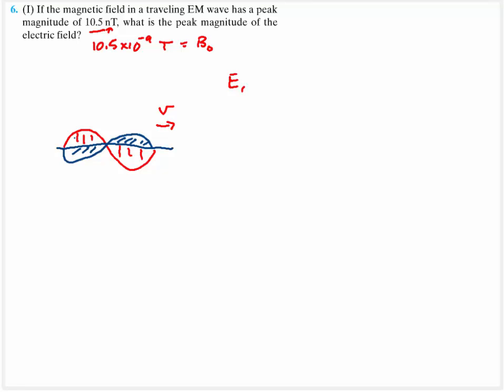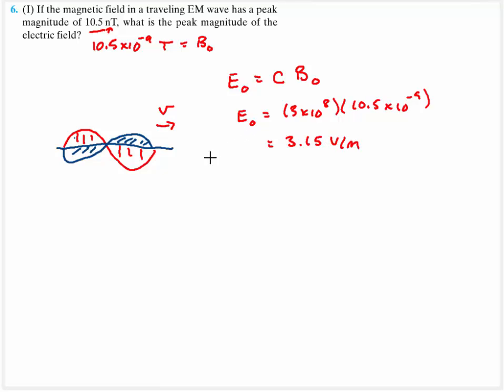Essentially, we can say that the electric field strength must be equal to the speed of light multiplied by the magnetic field strength. And so, this is what we're looking for: the field strength of the electric field. So it's going to be simply the speed of light, c, 3 times 10 to the 8th, multiplied by the magnetic field strength, 10.5 times 10 to the negative 9th Tesla. And we're going to get a field strength of 3.15 volts per meter. And what that says is this is definitely not to scale. The electric field is much, much stronger than the magnetic field.